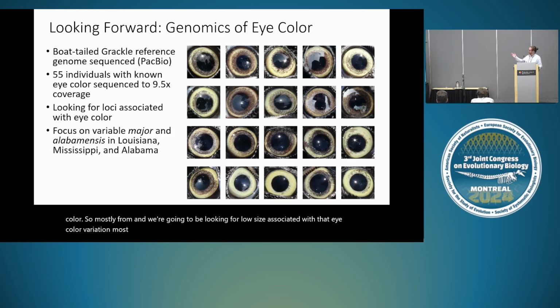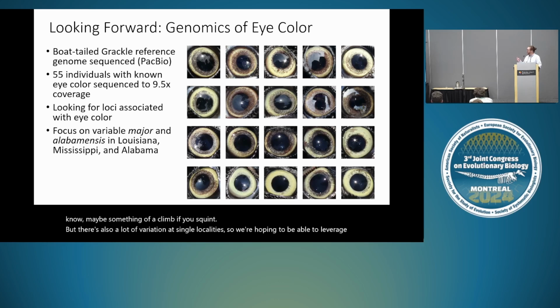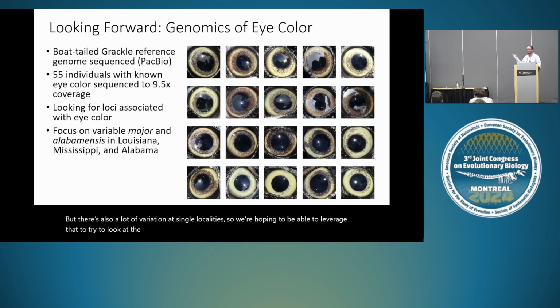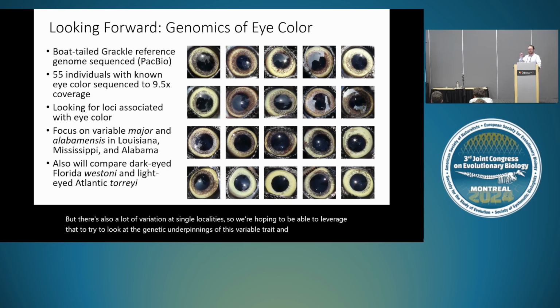Most of these samples, and all the ones pictured here, are from those variable populations in Louisiana, Mississippi, and Alabama. It's actually the top two rows are Louisiana, the next row is Mississippi, and the bottom row is Alabama. So there's maybe something of a cline if you squint at it, but there's also a lot of variation at single localities. So we're hoping to be able to leverage that to try to look at the genetic underpinnings of this variable trait. And then also we'll be able to compare that.